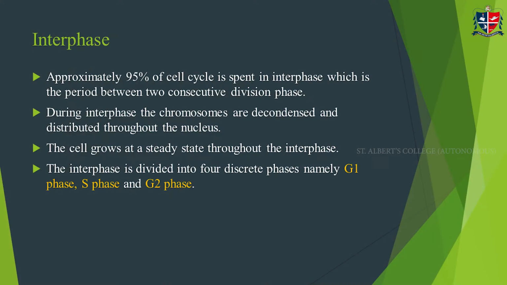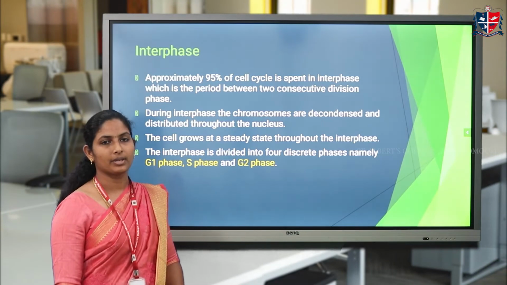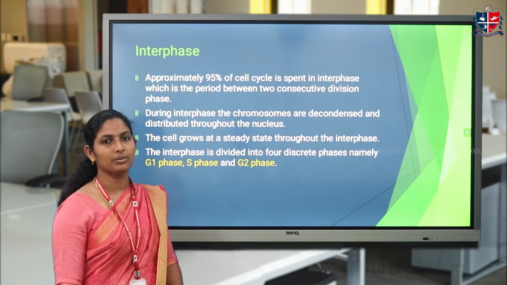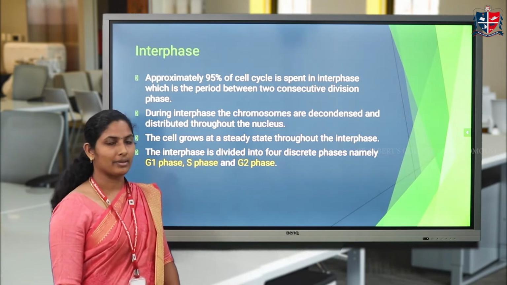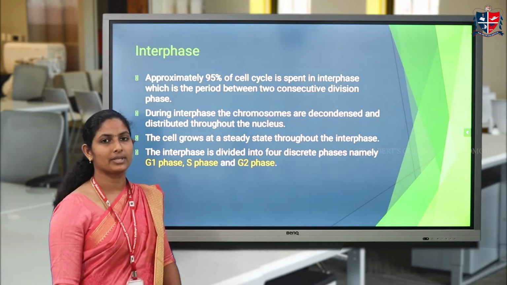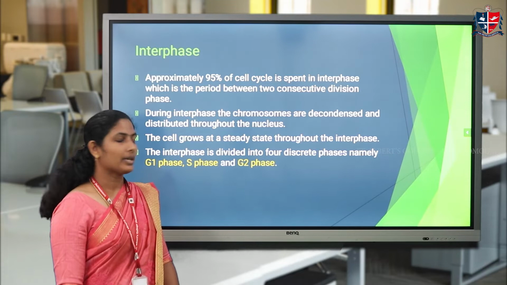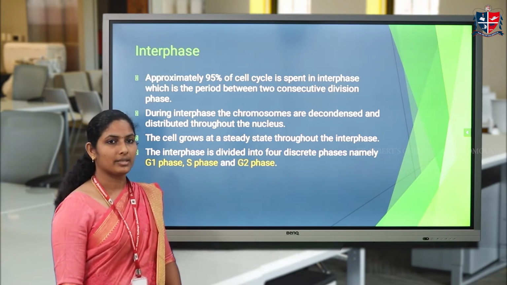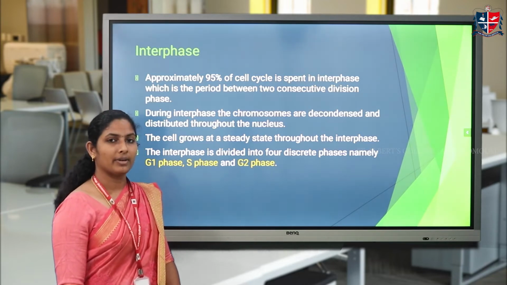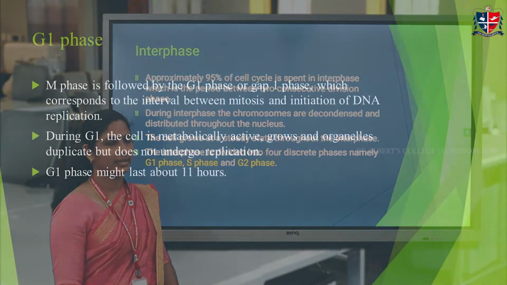The next phase is the interphase. Interphase is the interval phase between two consecutive division phases. That is, between two mitotic phases, you will have this interphase. This interphase has a longer time duration. That is, 95% of the cell cycle time is spent in interphase. During interphase, the chromosome is less condensed and remains in a chromatin fiber-like form. It is further divided into phases such as G1 phase, S phase, and G2 phase.